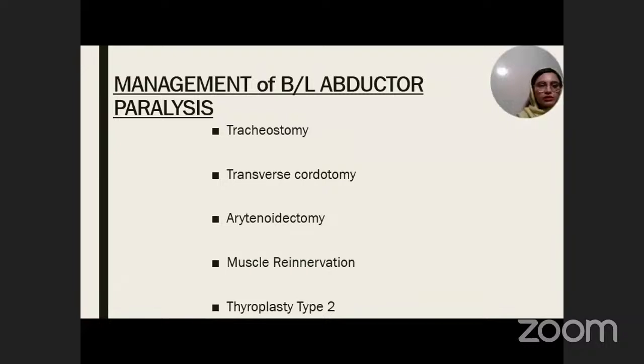Management of bilateral abductor paralysis. While voice is the predominant issue in cases of unilateral vocal cord paralysis, airway is the primary concern in cases of bilateral vocal cord paralysis. Tracheostomy is required in cases of significant airway compromise. Other treatment options include transverse chordotomy, arytenoidectomy, muscle re-innervation, and thyroplasty type 2 to lateralize the vocal cord.